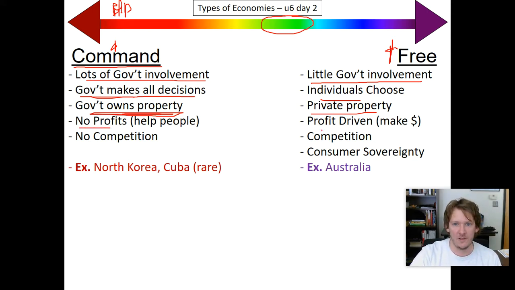No profits. This is profit-driven. The entire economy exists for people to make money, and with that money, they can grow their businesses and provide more services, and with that money, they can provide for their family. Now, the people that love command economies love to attack the free economy because it's all about money, and they like to envision Scrooge McDuck diving into a pot of gold and swimming around, and he's so greedy, and that's why a free market capitalist economy is all about making money.